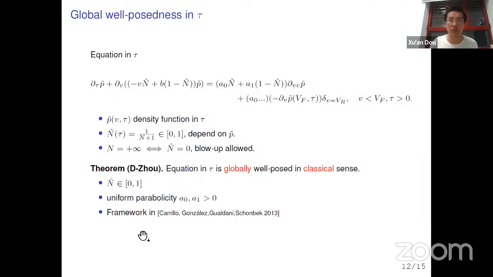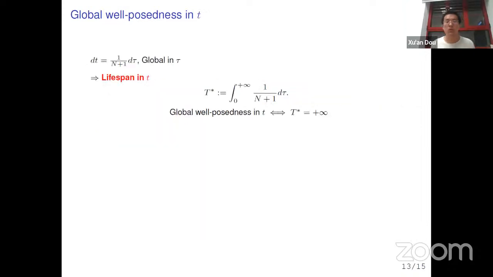In the proof, we adopt the framework for the classical solution for the equation in t in this paper. So we can have a global solution in tau, and by this change of variable, the lifespan of the solution in t is given by this interval, and the global existence in the original time scale t is equivalent to showing that this t star is infinity. That's not necessarily true, and it relates to the long time behavior in tau.